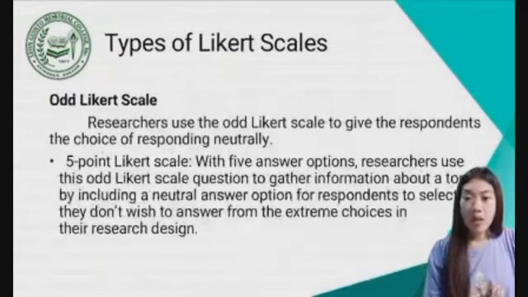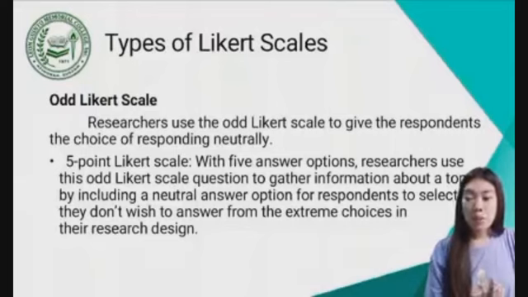The odd Likert scale. Researchers use the odd Likert scale to give respondents the choice of responding neutrally. 5-point Likert scale. With 5 answer options, researchers use this odd Likert scale question to gather information about a topic by including a neutral answer option for respondents to select if they don't wish to answer from the extreme choices in their research design.